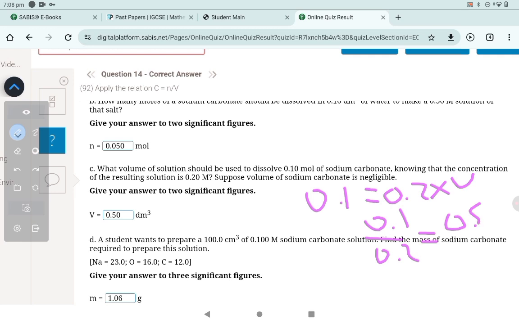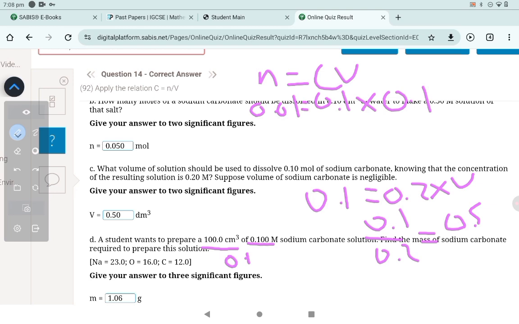Last one, the student wants to prepare 100 centimeter cube. We need to convert to decimeter cube, which is a standard unit for volume, decimeter cube or liter. So you have to divide by 1000. So the volume is 0.1. Molar concentration is 0.1 as well. Find the mass. So we know that n equals CV. So 0.1 times 0.1 is the moles, which is 0.01.